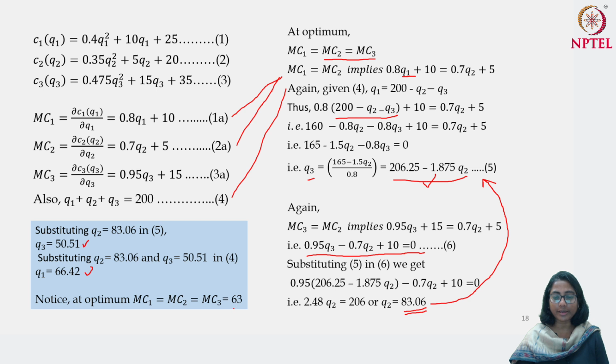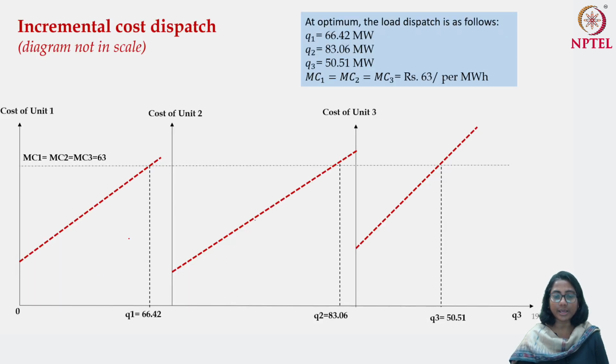So at optimum, you can derive what the marginal cost is. You will see that they are approximately the same and all of them are equal to 63. So this is how the diagram looks. This is the production by the first unit, 66.42. This is the production by the second unit, and this is the production by the third unit, and marginal costs are equalized at 63. Clearly you can see the most efficient unit, unit 2, is producing the most, followed by the next efficient unit, which is the first unit, and the third unit produces the least amount of output. So this is in a nutshell the problem of dispatching when you have the spinning reserve on.